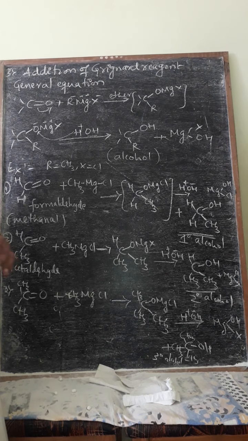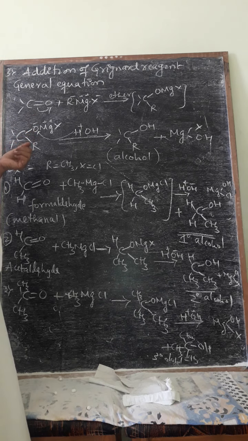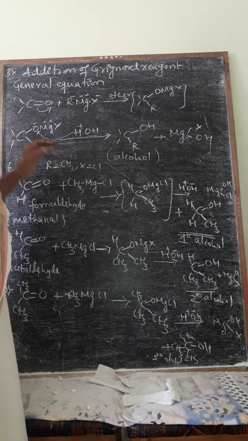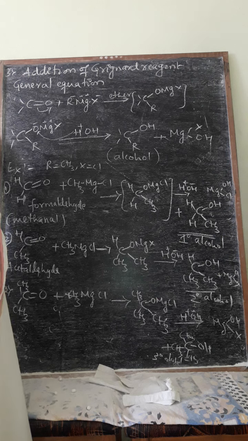Let us continue some reactions. First, we have already discussed the addition of HCN and sodium bisulfite. The third reaction is the addition of Grignard reagent. This was already discussed in the alcohols, phenols and ethers chapter. Once again, how is Grignard reagent added to aldehydes or ketones?